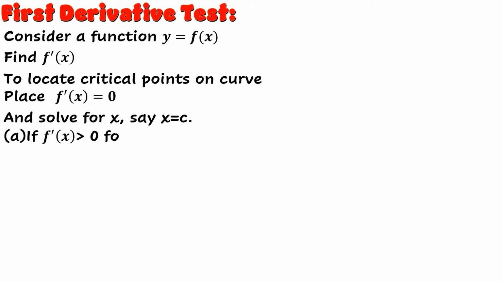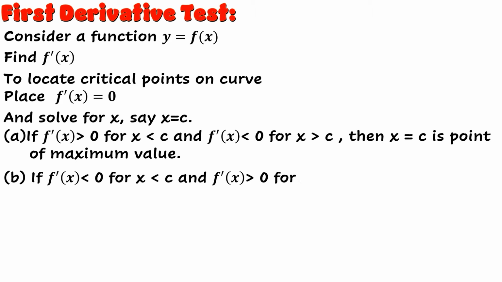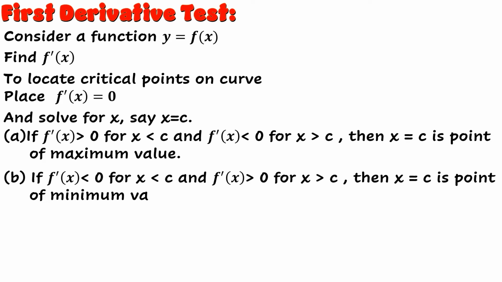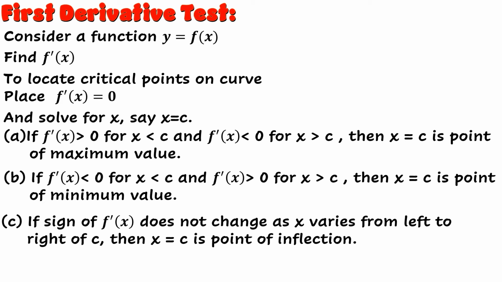So firstly, if f dash x is greater than 0 for x less than c and f dash x is less than 0 for x greater than c, then x is point of maximum value. Secondly, if f dash x is less than 0 for x less than c and f dash x is greater than 0 for x greater than c, then x is point of minimum value. And lastly, if the sign of f dash x doesn't change as x varies from left to right of c, then x is point of inflection. Now we will discuss each of these concepts in detail.